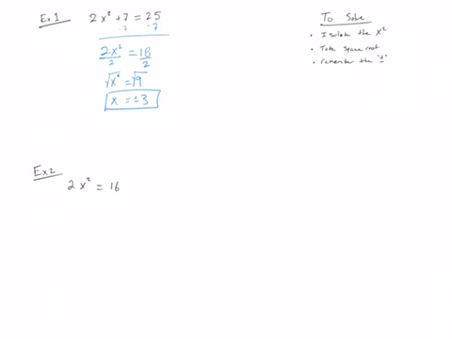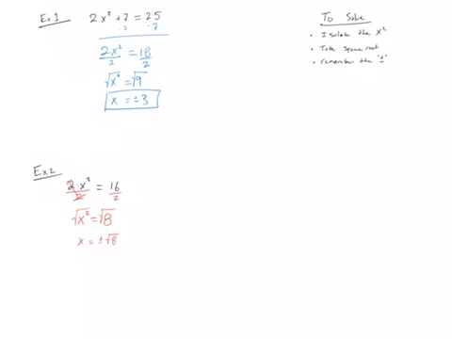This next one, example 2, is quite similar. We're going to isolate, so we're going to divide by 2, because those are multiplying. Opposite of multiplying is dividing. Those become 1. So we end up with x squared is equal to 8. So then now we want to take the square root. And so I end up with x is equal to the plus or minus square root of 8.